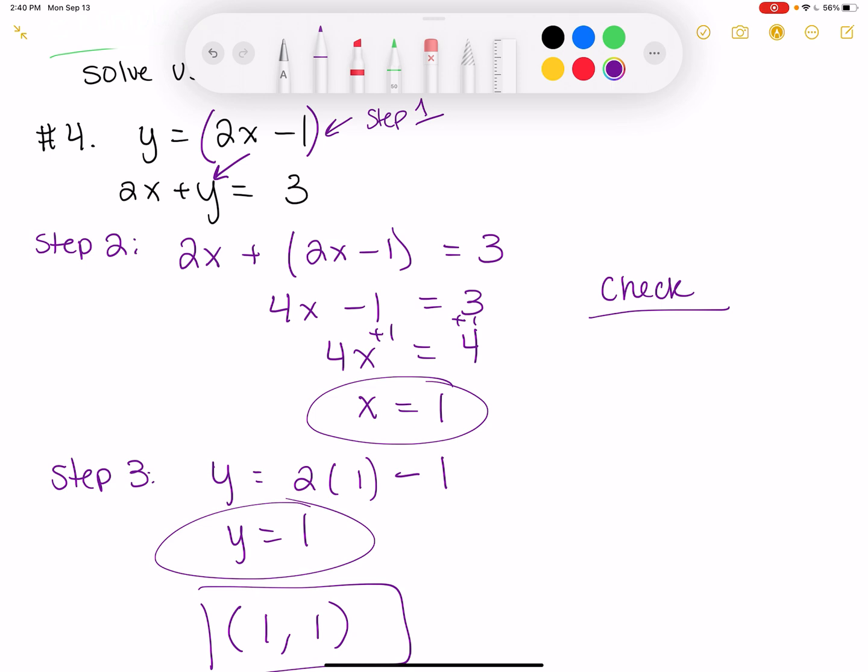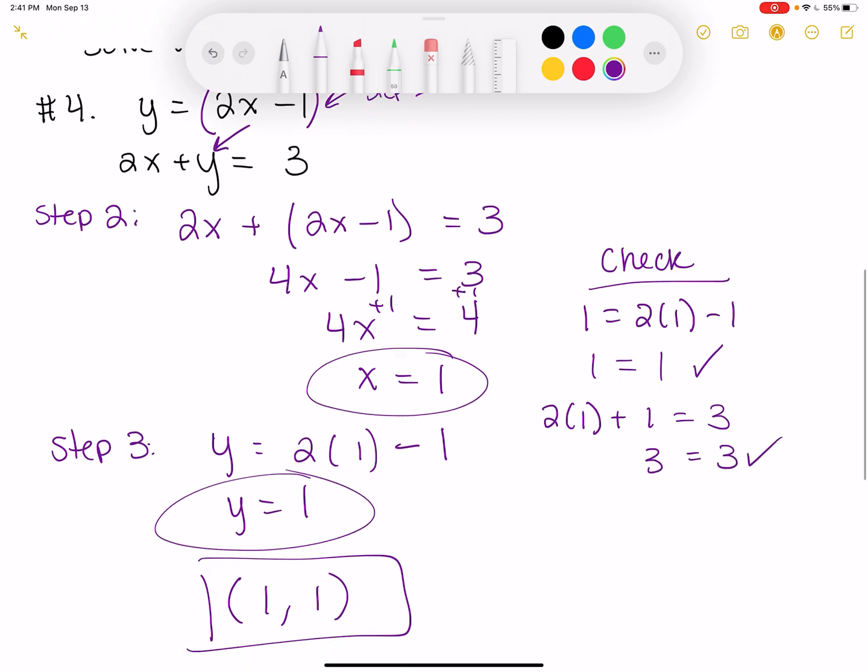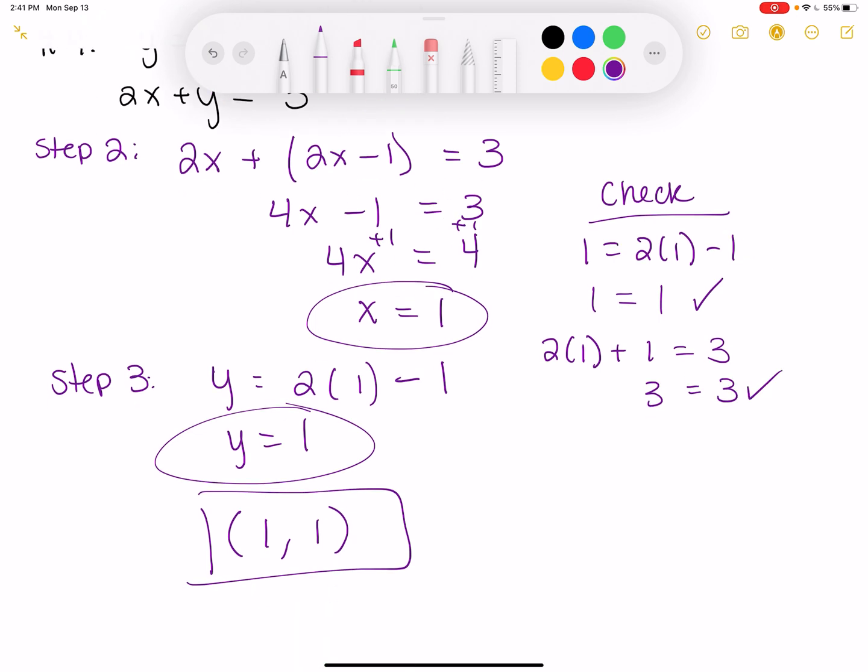All right, so top equation. I'm plugging in 1 for x and y. So 1 is equal to 2 times 1 minus 1. So 1 is equal to 2 minus 1, which is 1. So it works in that one. And then the other one, 2 times 1 plus 1 is equal to 3. 2 plus 1 is 3. So 3 is equal to 3. So it's good. So (1, 1) is the ordered pair. That's the solution to this system.